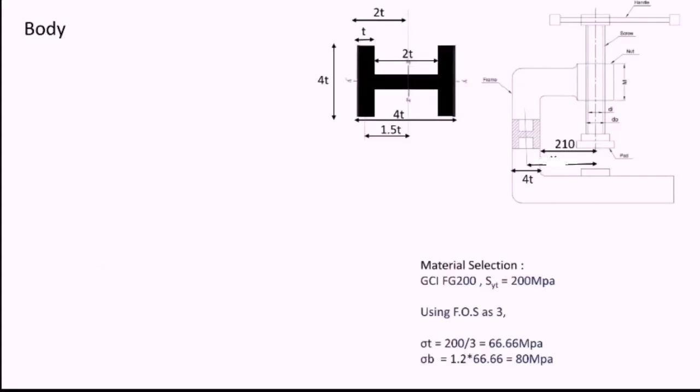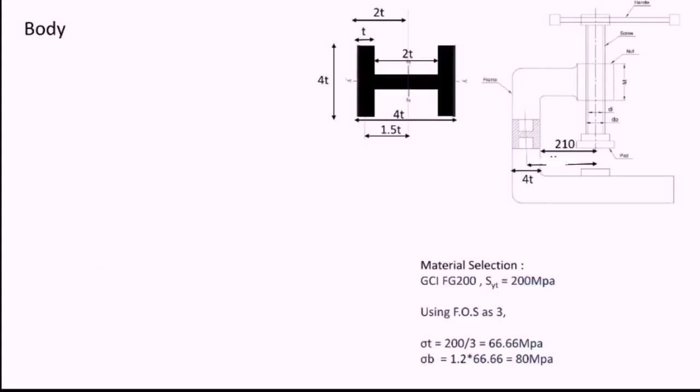Next part is the body design. Here I am assuming that the body is made up of an I section of the dimensions 4t by 4t. You can assume any section, that is C or T, and also any of the dimensions. From the figure we can see that this body is being subjected to two stresses, bending and compression or the direct stress.